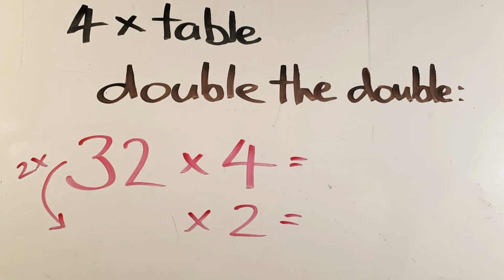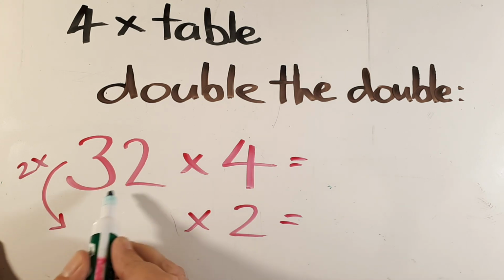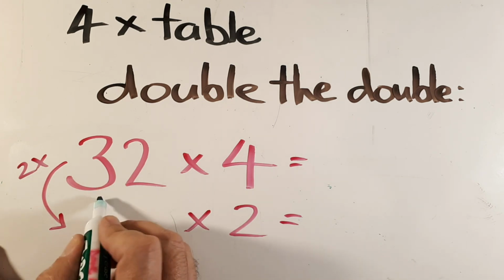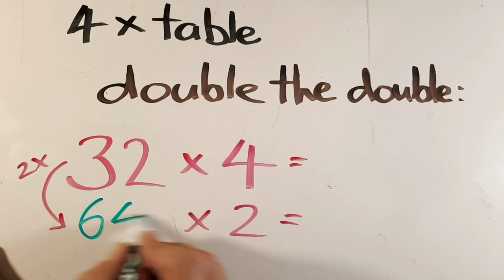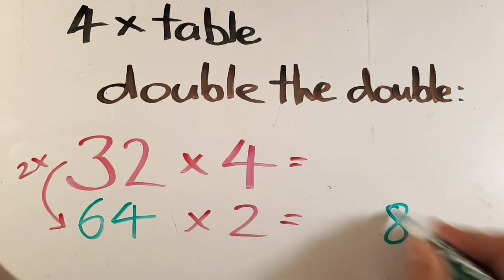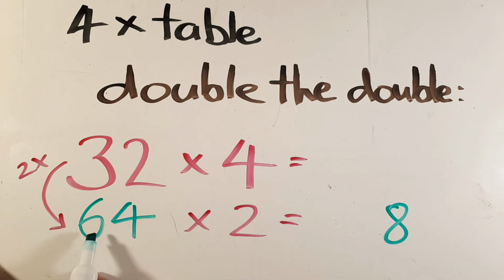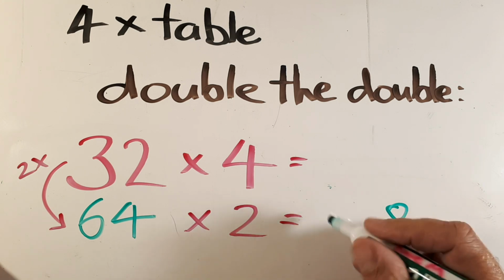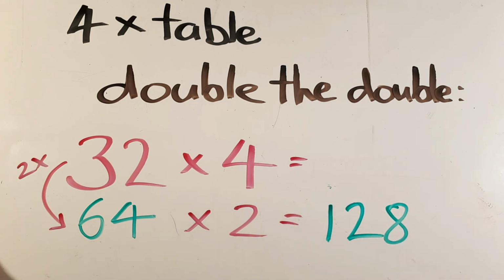How did you go, guys? Well, double 32, obviously nice and easy, 64. Didn't require any particular extra skills. We know double 4 is 8, so we've got our 1 sorted out already. Double 6 is 12, so it's 12 tens or 120. 32 times 4 is 128.